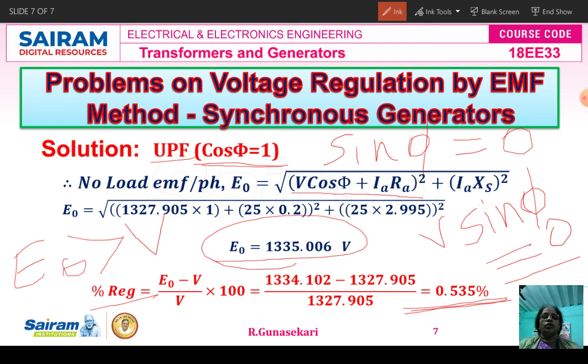So all the problems under voltage regulation by the EMF method are of the same type only. You can solve more problems at home. You can practice it, then you can easily solve. Most of this type of problem came in the VTU exam.